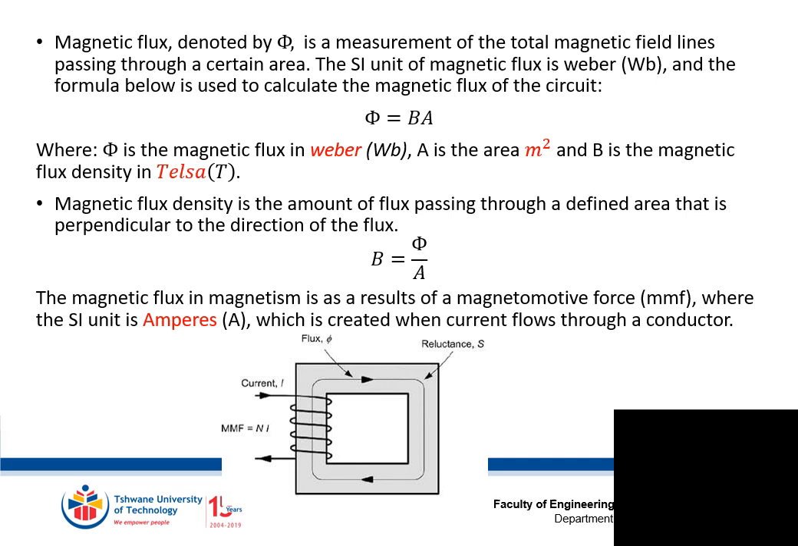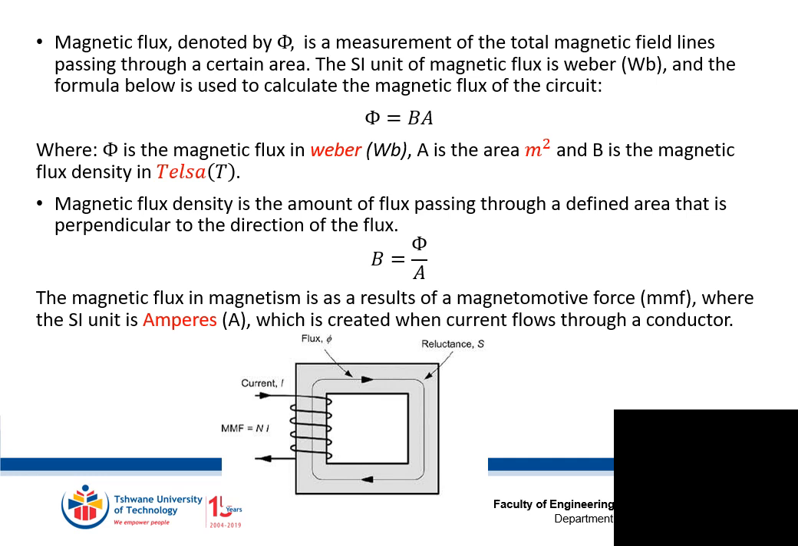Magnetic flux, denoted by the Greek symbol phi, is a measurement of the total magnetic field lines passing through a certain area. The SI unit of magnetic flux is the Weber, denoted by Wb, and the formula below is used to calculate the magnetic flux of the circuit. Phi equals B times A, where phi is the magnetic flux in Weber, A is the area in meters squared, and B is the magnitude of flux density in Tesla, T.